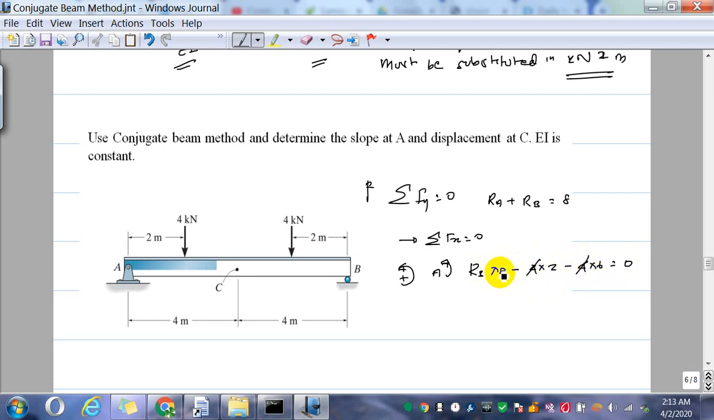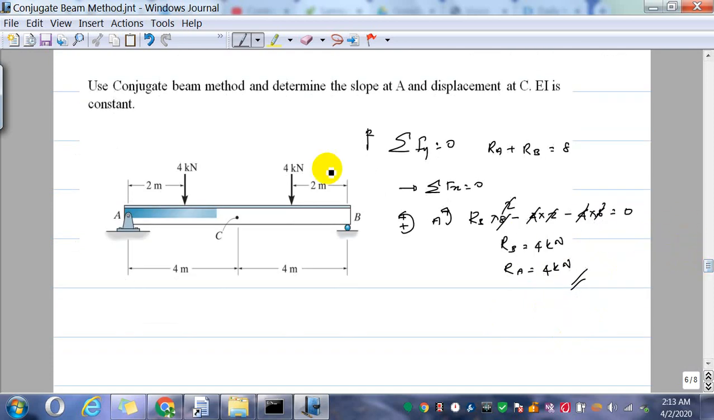So you get RB is equal to 4 kilonewton and RA is equal to 4 kilonewton. Even without this equilibrium condition, I can obtain that, but just for clarity, I have done this one.